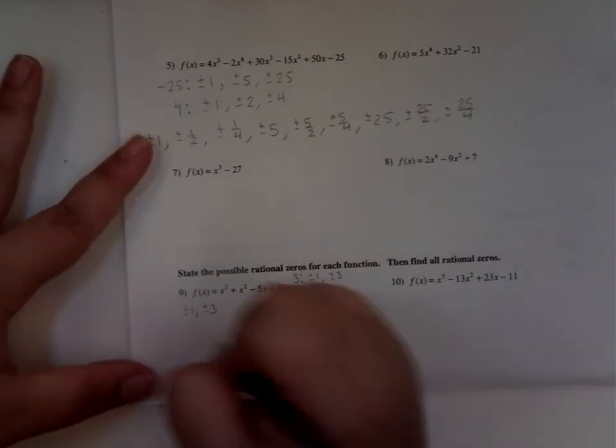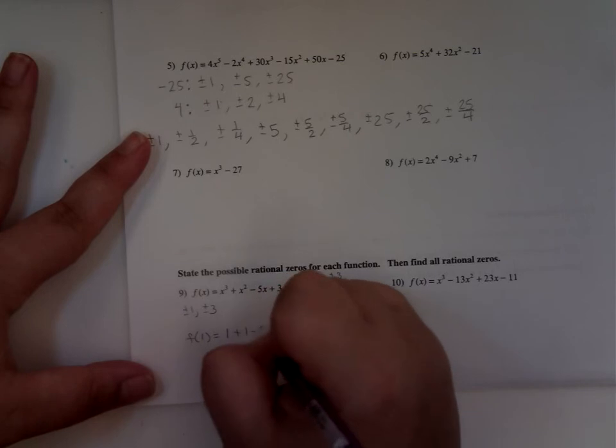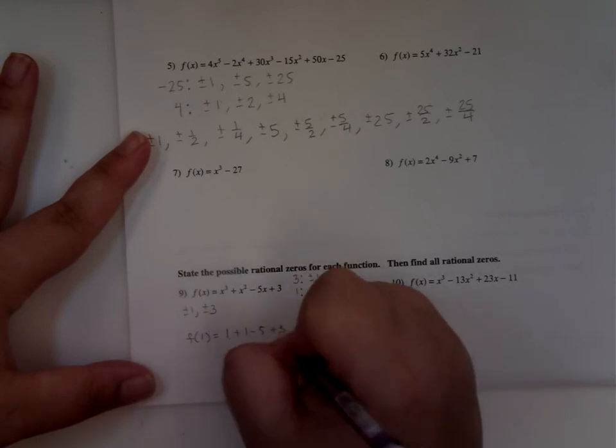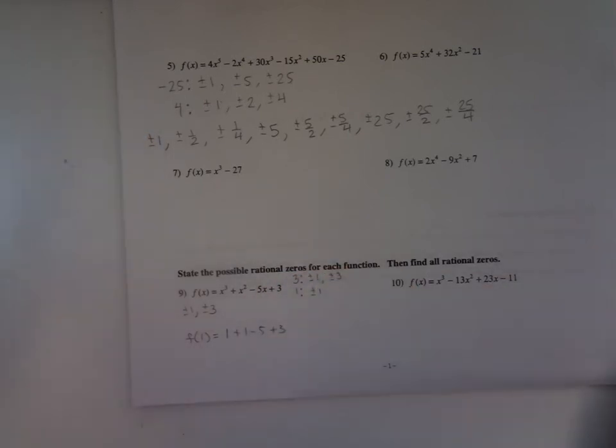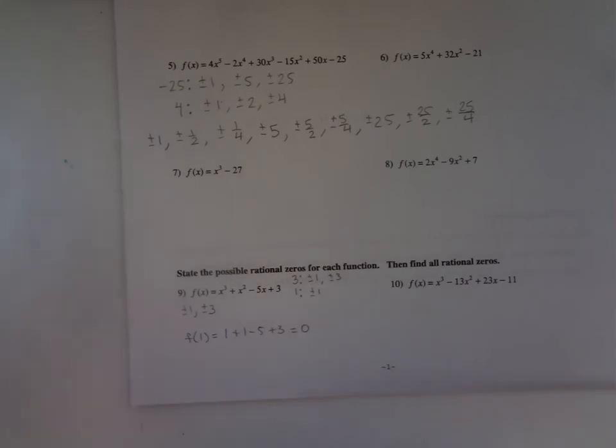f of 1 is 1 plus 1 minus 5 plus 3, which is 0. So that's great. If f of 1 equals 0, that means x minus 1 is a factor. Okay, that's fabulous.